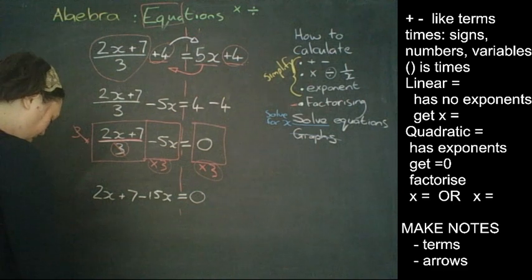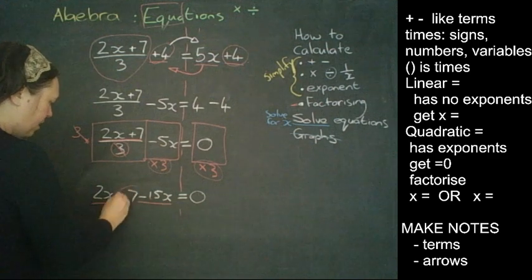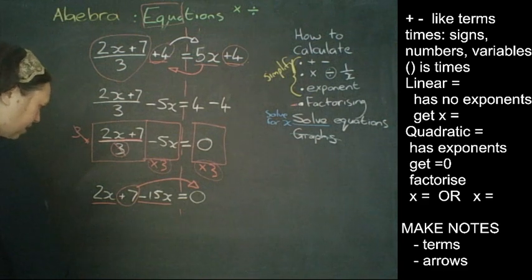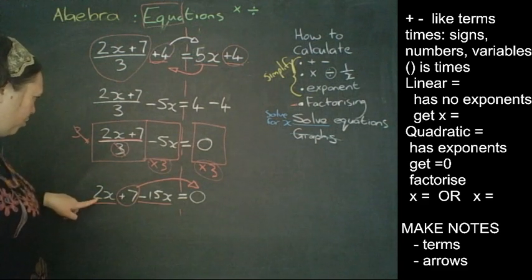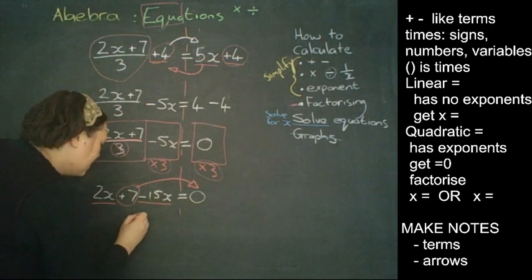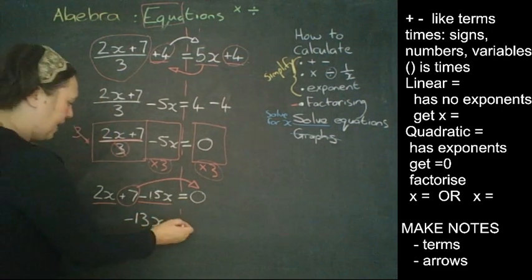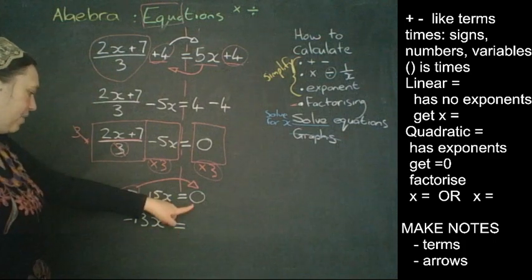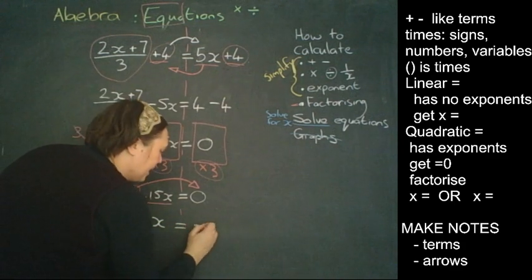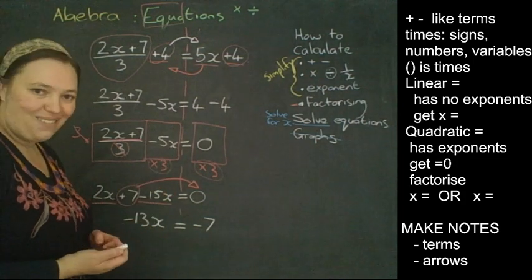Now what we do is we look at this. Here we've got like terms. This one doesn't have an x, so I want to throw it over to the other side. So 2 minus 15 is minus 13. Alright, and on this side we had a 0. We moved this one over, so it becomes minus 7. You can write 0 minus 7, but 0 minus 7 is just minus 7.